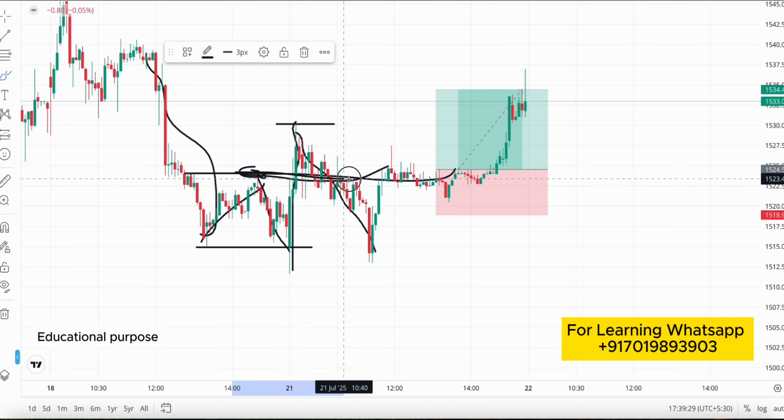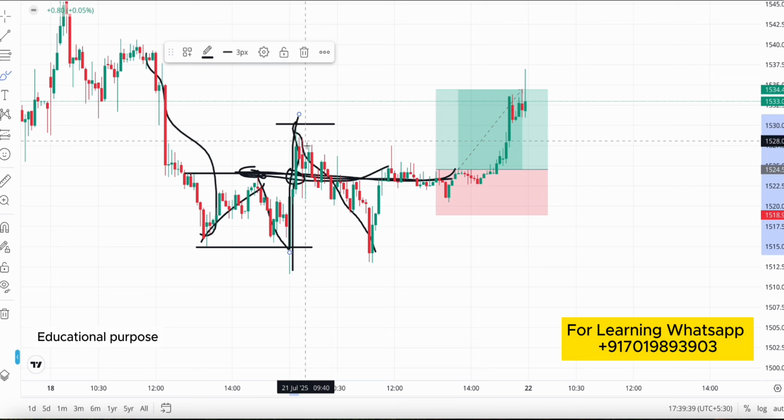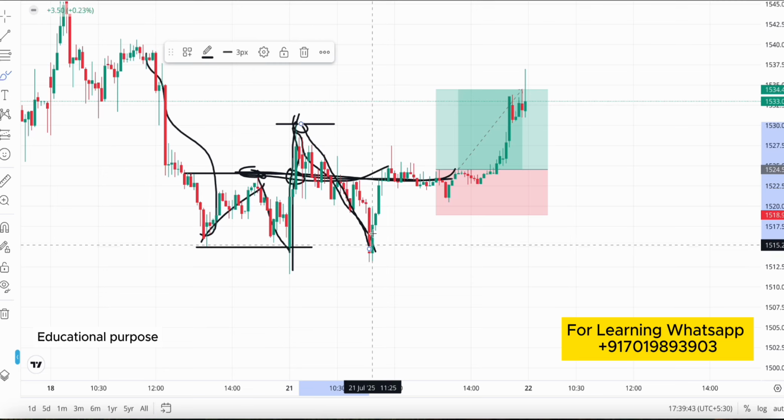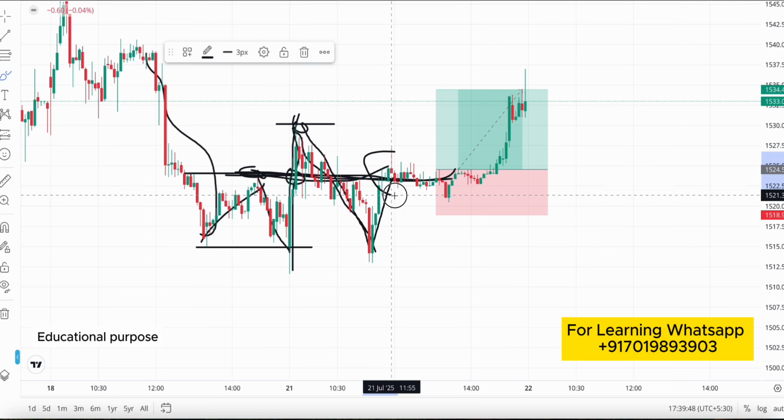Once this resistance level gave a breakout, you can see in the morning I missed the entry because it was a very quick momentum, and from almost here to here it just went up very quickly. Later it came down, and then again it tried to go above this resistance level, and the resistance level was given a breakout here.